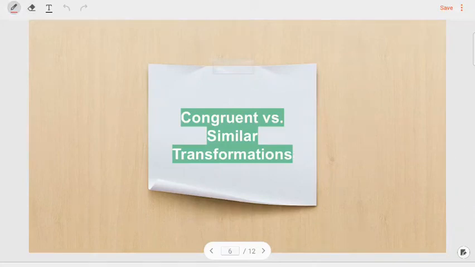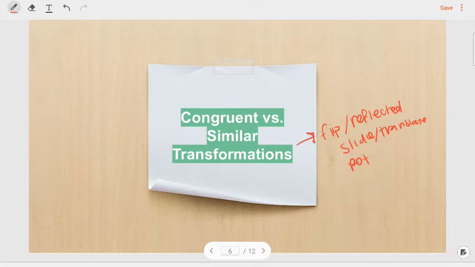Hey there, in this video we're going to talk more again about congruent versus similar shapes, but now we're going to compare them to their transformations. So when I say transformations, we're talking about, hey, are they congruent because it just flipped or reflected? Are they the same because they slid, which is to translate? Or did they stay the same because they were rotating? Now these all make congruent figures.